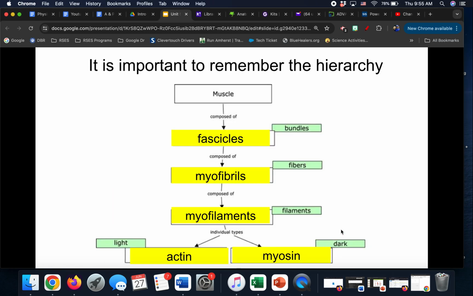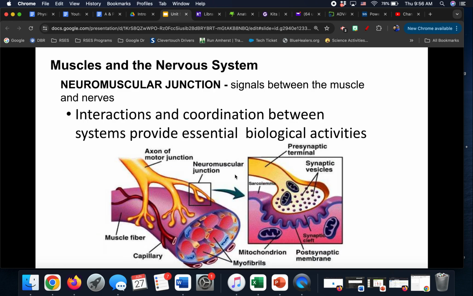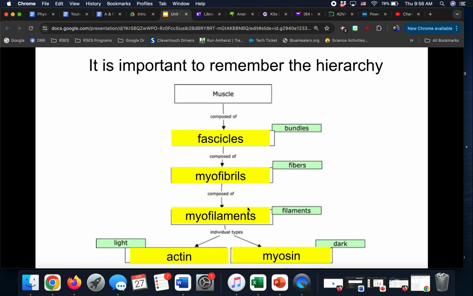Oops. Don't forget from our last set of notes the hierarchy. In other words, the muscle, that's the tissue we're dealing with. It's composed of fascicles. Remember those bundles? And those bundles surround the individual fibers, the myofibrils. Each of those are made up of myofilaments. And then if we go even smaller within the myofilaments, we have two types, actin and myosin, which are going to be extremely important today.